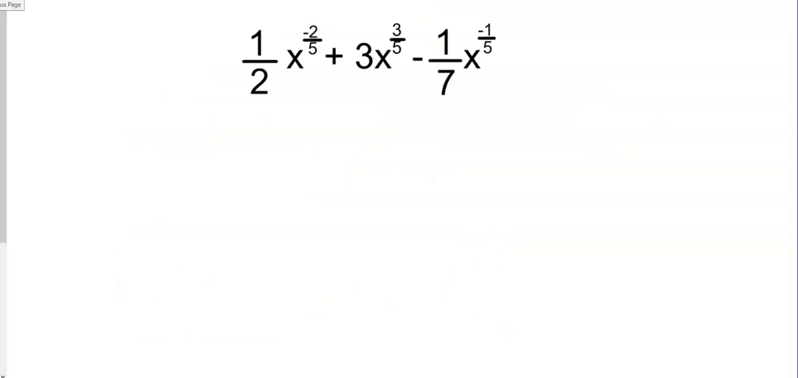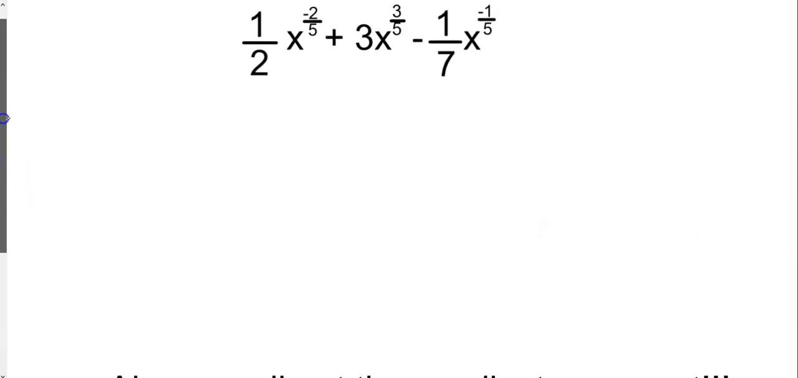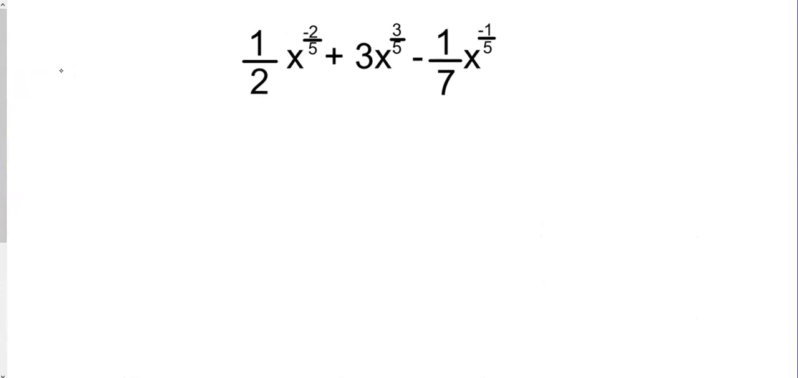So one more. This is the one where they want you to pull out a GCF. And the directions will just say factor this. Okay? Remember that when you pull out a GCF, you are always pulling out the smallest exponent. So all you have to do up there is find the variable that has the smallest exponent, and we're going to pull it out. Okay? So who's my smallest exponent? This guy. So we are pulling out x to the negative 2/5.